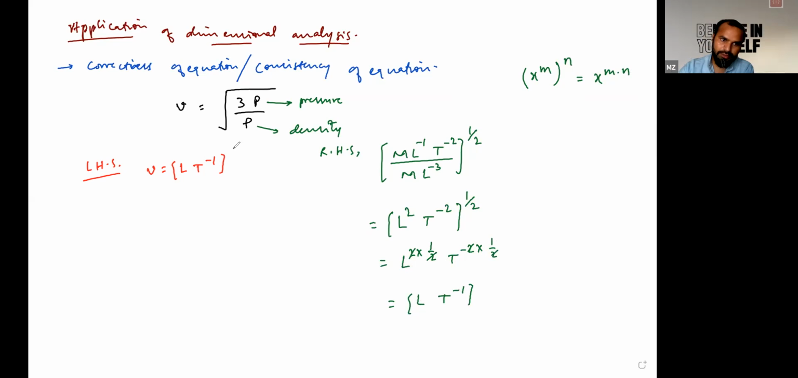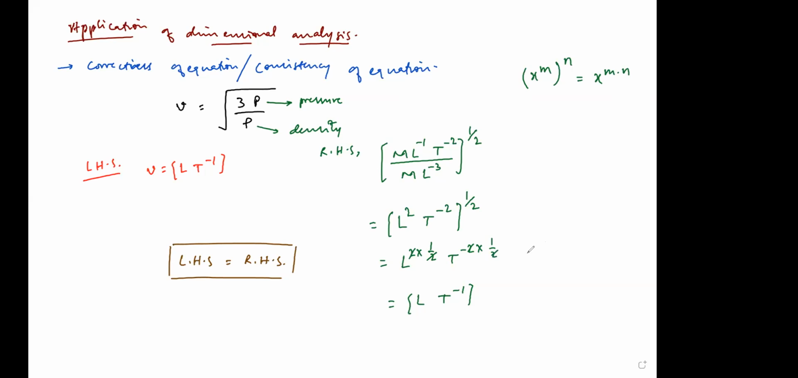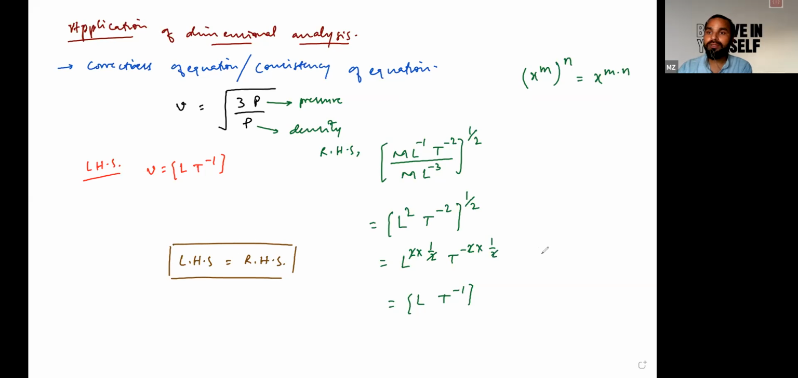Just compare the result of left-hand side and the result of right-hand side and define whether they are equal or not. Very good. So we can say this particular equation is dimensionally correct, meaning LHS is equal to RHS. Is it clear to everyone? Yes, sir. Similarly, we have to solve any equation and try to define whether the dimensions of the left-hand side and right-hand side of the given equation are equal or not.